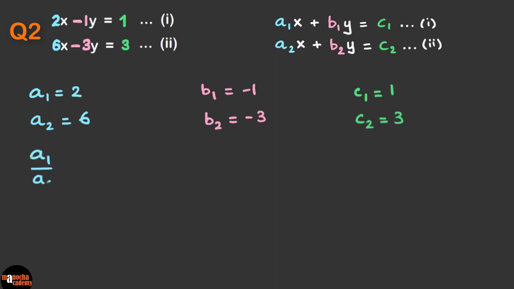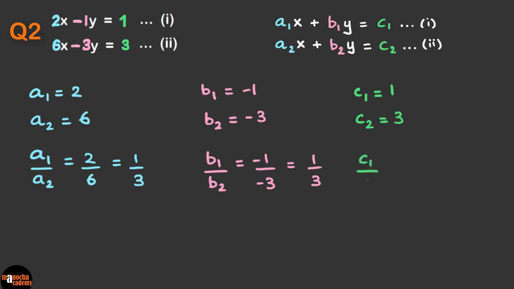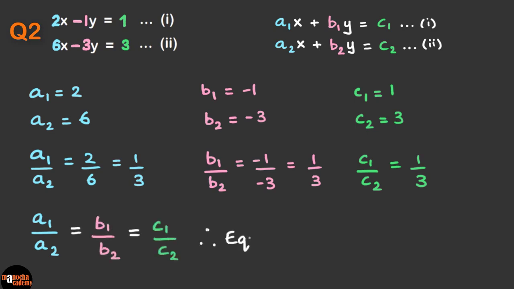Let's calculate a1 by a2 and that's equal to 1 by 3. b1 by b2 is also equal to 1 by 3. Since a1 by a2 is equal to b1 by b2, let's also go ahead and calculate c1 by c2, which is also 1 by 3. So a1 by a2 equals b1 by b2, which is equal to c1 by c2. So this is our case 2. The pair of equations have infinite solutions.